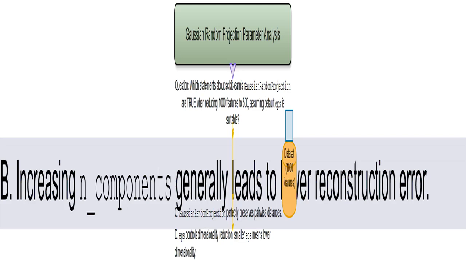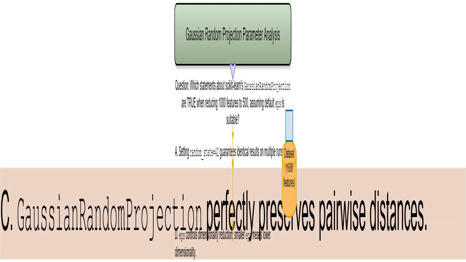The "n_components" parameter determines the dimensionality of the reduced data. Increasing it means you're keeping more information from the original data. More dimensions result in less information loss. Consequently, reconstruction error, the difference between original and projected data, decreases. This statement is incorrect. Gaussian random projection uses random projections, which are approximate. It aims to preserve distances approximately, not perfectly. It's not an exact transformation.